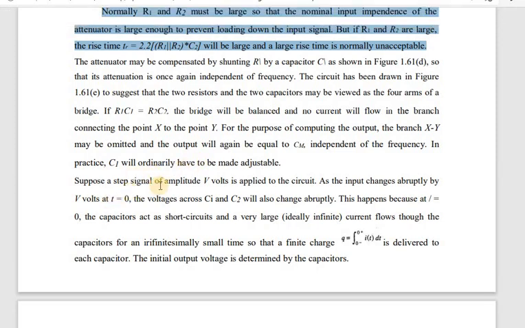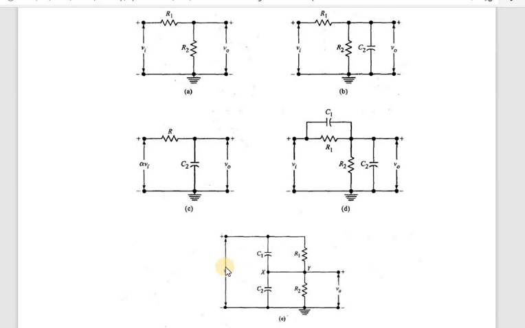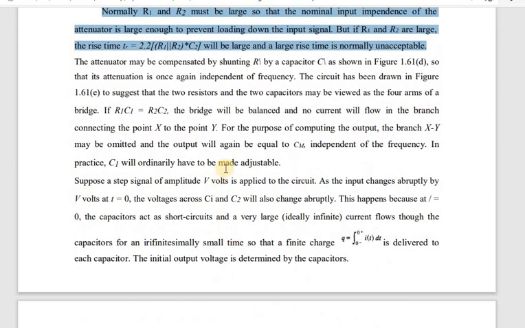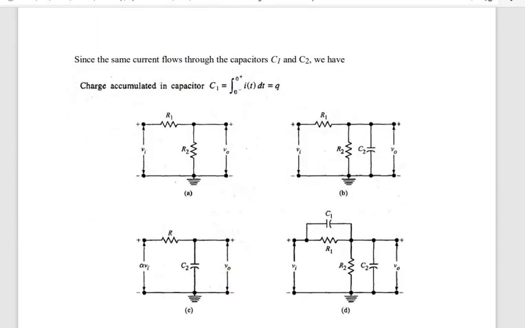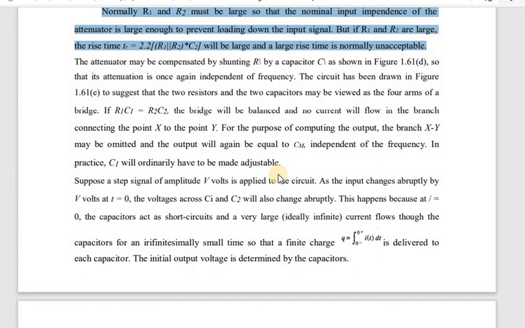Now see, suppose a step input signal of amplitude V is applied to the circuit. As the input changes abruptly by V volts at t equals 0, the voltage across C1 and C2 will also change abruptly. Listen carefully here. I am applying a step input signal over here. If this capacitor is changing, the current is changing here. As the input changes abruptly to the voltage V at time t equals 0, within no time, these two capacitors will also change instantly or abruptly.